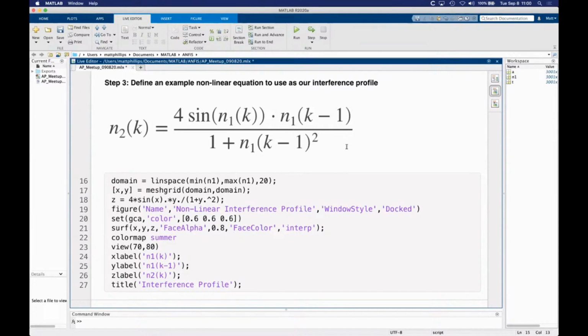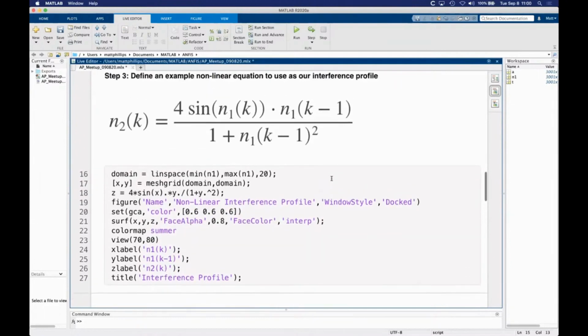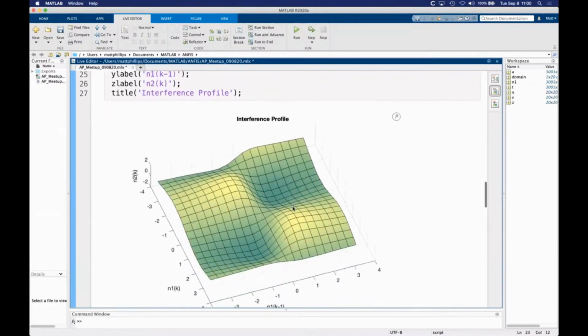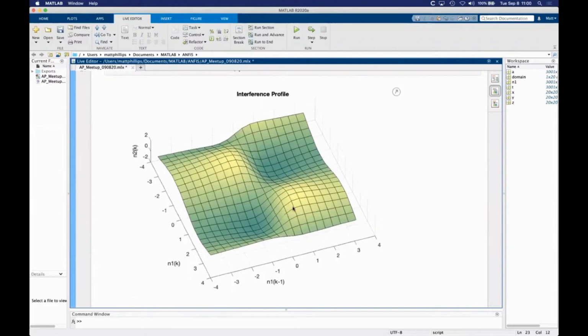This is, I don't want to say simple, but it's a nonlinear equation that will generate a noise profile for us. If we run this section, don't worry too much about the mathematics, all we're doing is plotting this function on a graph to see what it looks like. Okay, so we should have our lovely nonlinear interference profile. As you can see, not just by the form of the equation, but now through a surface plot, we have a nonlinear profile here. And this is the profile that we're going to be applying to the signals that we're interested in working with.